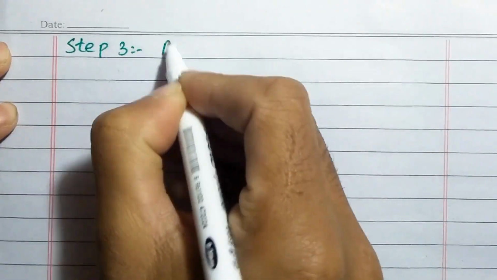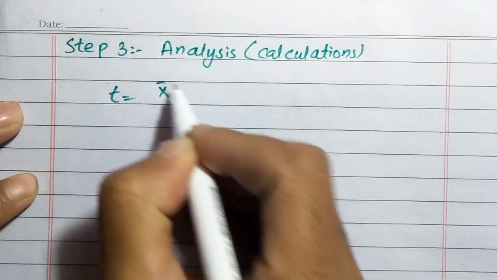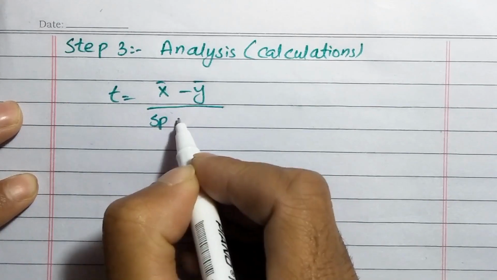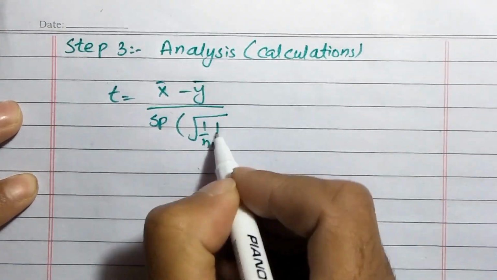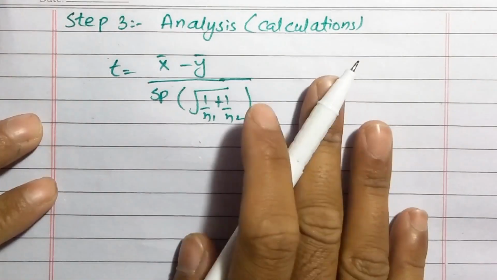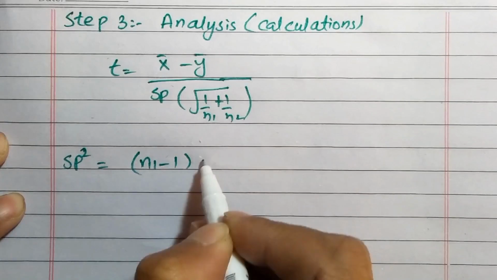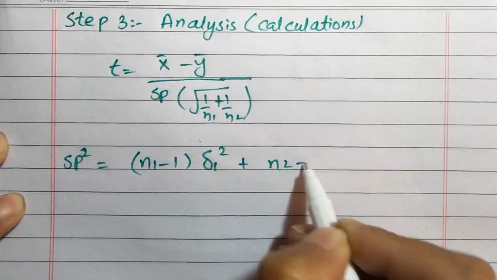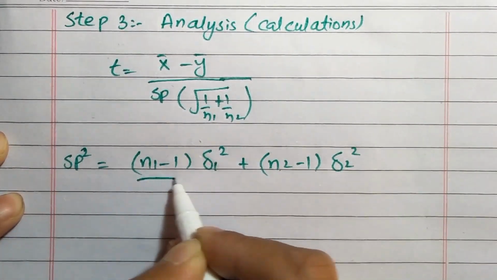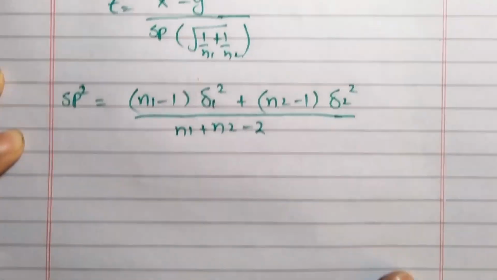Third step is analysis or calculations. T is equal to X bar minus Y bar divided by SP into under the root 1 over N1 plus 1 over N2. This is formula for T test. Formula for SP is SP square is equal to N1 minus 1 sigma 1 square plus N2 minus 1 sigma 2 square divided by N1 plus N2 minus 2.